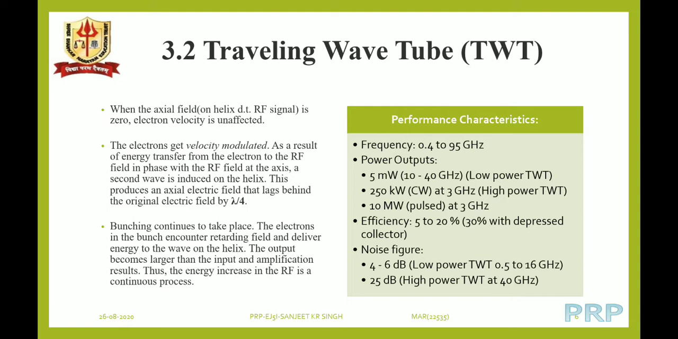Performance characteristics. Here we can see the TWT is very powerful. It can amplify signals of frequency 0.4 to 95 gigahertz, milliwatt to megawatt. The signal can be either in pulse mode or continuous wave mode, and can be amplified using TWT with efficiency 5 to 20% and noise figure 4 to 6. Because bunching is taking place, that's why noise will be there.